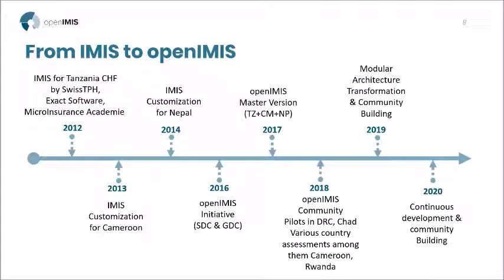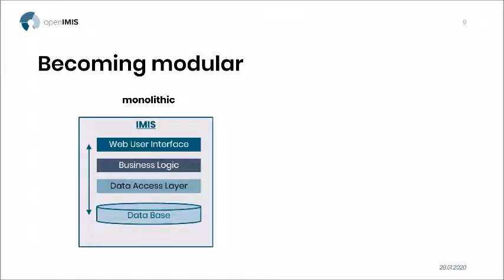Since then, we've been working with openIMIS, merged all the various functionalities of the 3 versions in Tanzania, Cameroon, and Nepal together, and have been moving towards making the software more easily accessible. One of the main things was to make it modular, so that bits and pieces of it could be used in various combinations to fulfill even more business processes in health financing schemes. And we are still continuing in this process. In our goal to become more modular, we had to make some decisions.